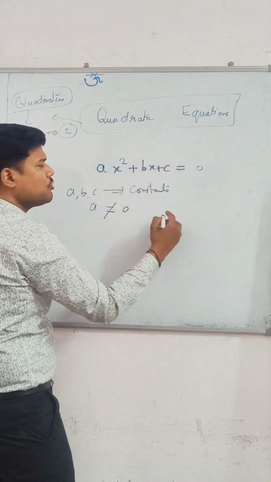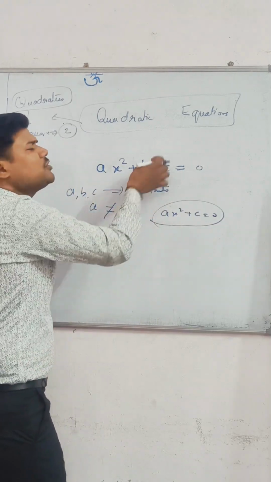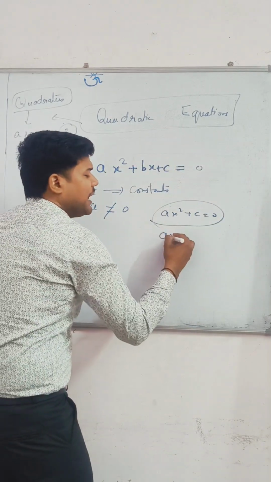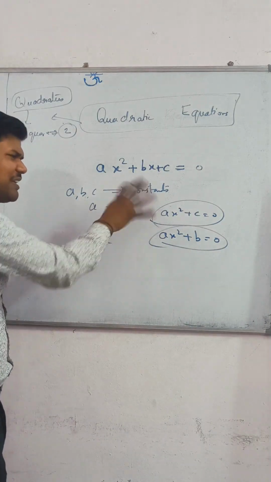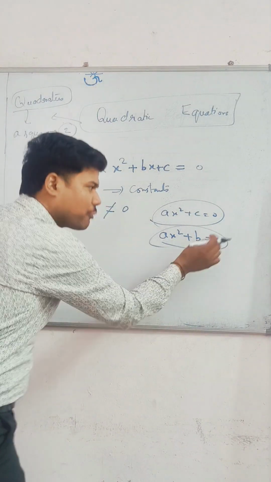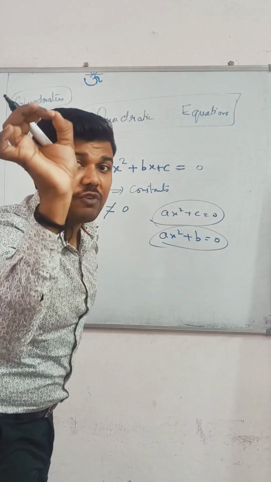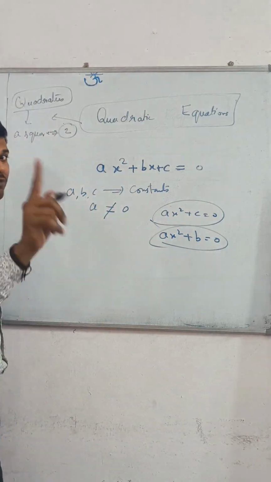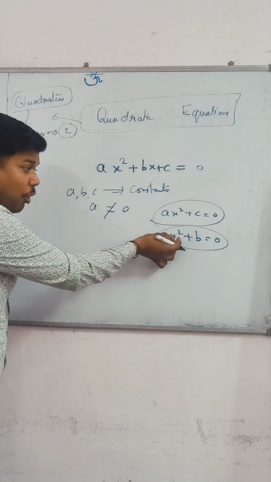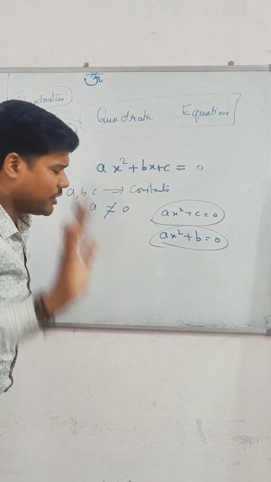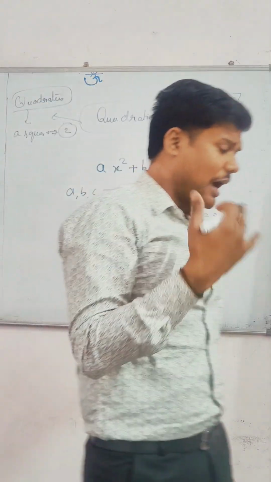If suppose b is equal to 0, what will we have? ax square plus c is equal to 0. This is also a quadratic equation. Suppose c is equal to 0, then what will we be left with? ax square plus bx is equal to 0. This is also a quadratic equation. But what is necessary is that a is not 0, and the highest power of the variable should be 2. If it is greater than 2, then it will be called a cubic equation. So always remember that.